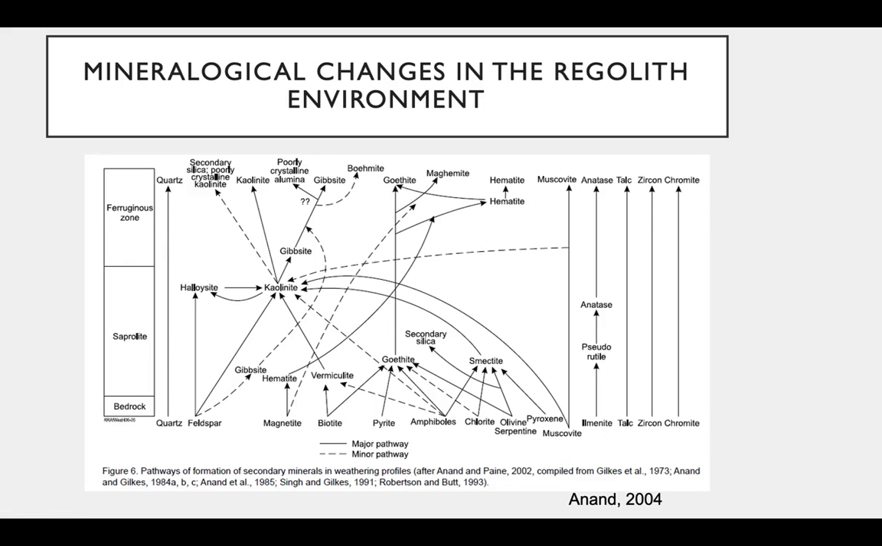Many of the other minerals might have limited change. They're fairly happy. Ilmenite might go to anatase, but talc, zircon, chromite and things like that might be stable as we go from bedrock into higher proportions of the laterite profile.